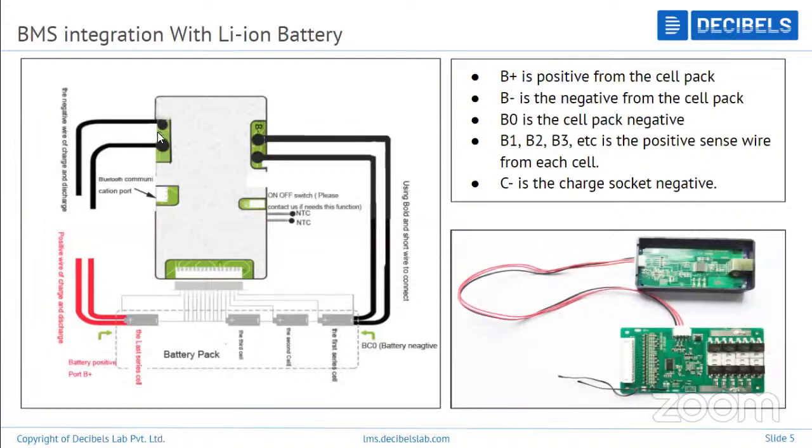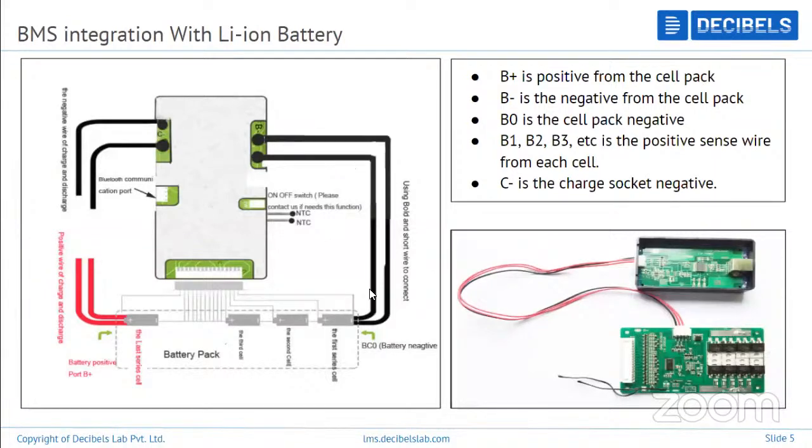Similarly, we usually have two ports at the charge or discharge end. So one will be for the charger; these two wires will go for the charging part. And these two ports will go to the load, that's the motor end, the motor controller end. So that is how basically the connection is done.